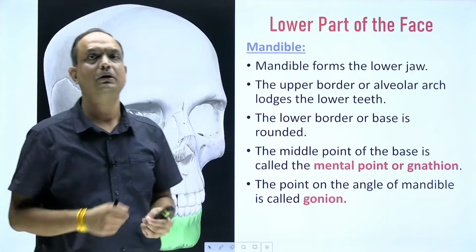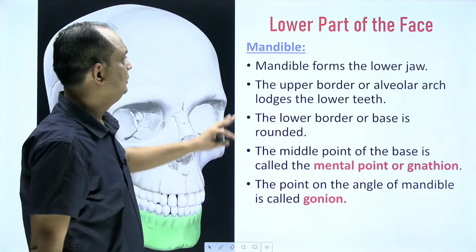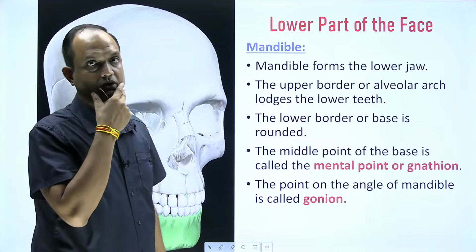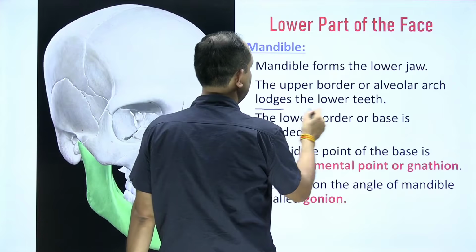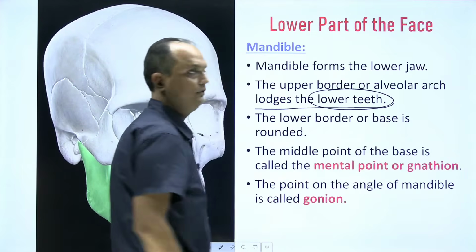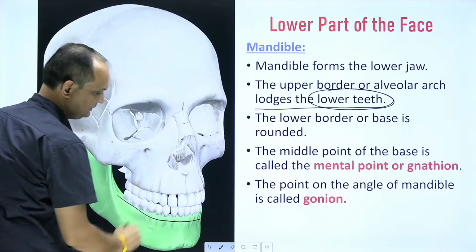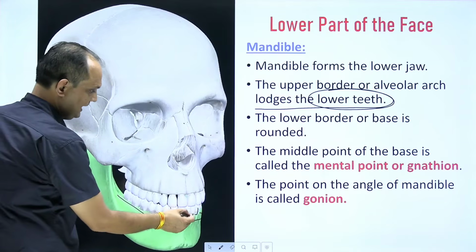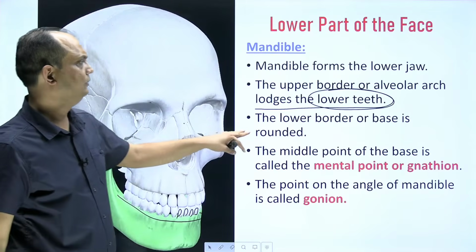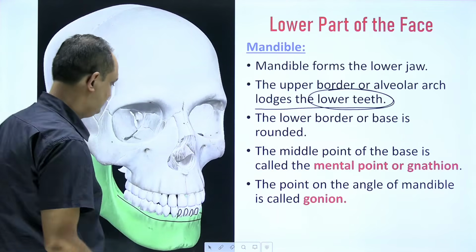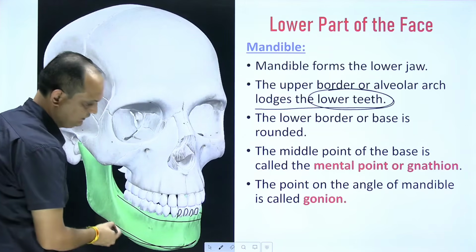Now what about the mandible bone in terms of Norma Frontalis? The mandible is the lower jaw, that we all know, and the upper border or the alveolar arch lodges the teeth of your lower jaw. So this is your upper arch or the alveolar arch of the mandible, where you have the lower jaw teeth. Clear? The lower border or the base is there. So this is your lower border of the mandible, or it is known as base of the mandible.